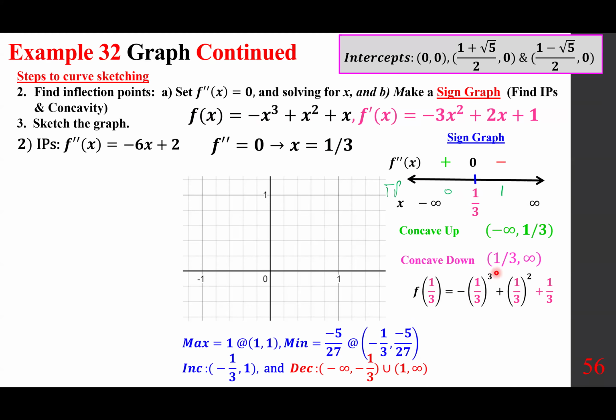So negative 1/3 to the third plus 1/3 squared plus 1/3. So minus, this is 1 over 27. This makes it negative 1 over 27. This is 1 over 9. This is 1/3. And again, the common denominator is 27.